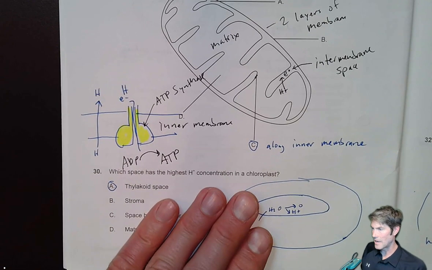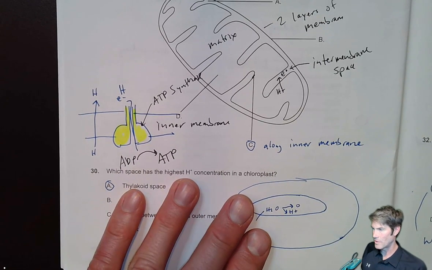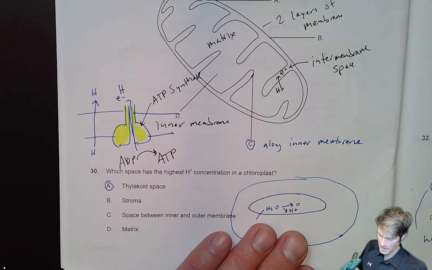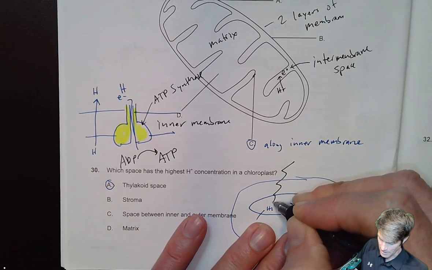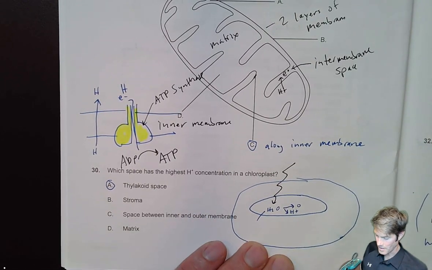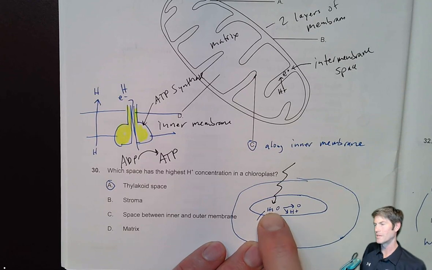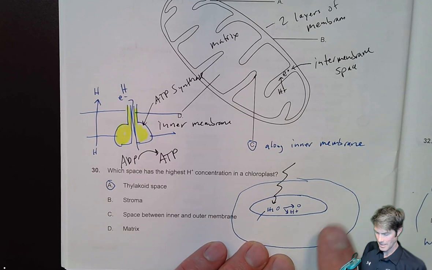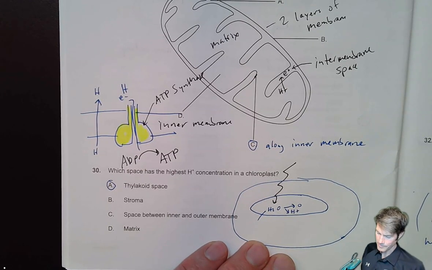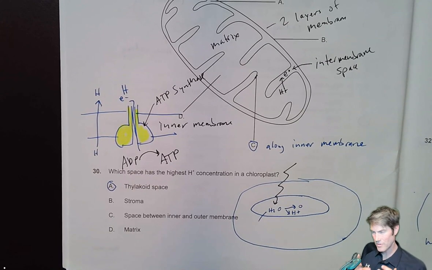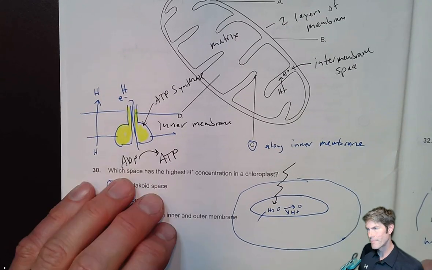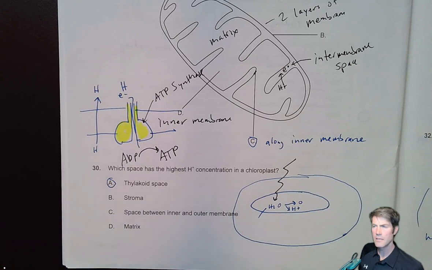Which space has the highest hydrogen concentration? That's inside the thylakoid space. And that's because the sunlight comes in and breaks that water up, oxygen leaves, and then you have a whole bunch of hydrogen sitting around inside the thylakoid. So remember, you have two basic areas, spaces inside the chloroplast.